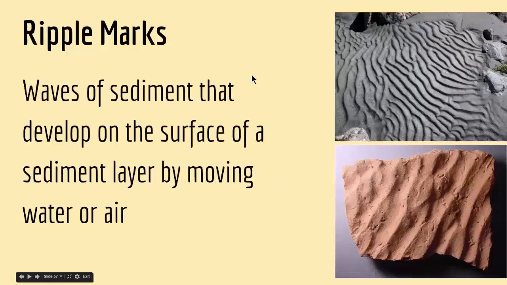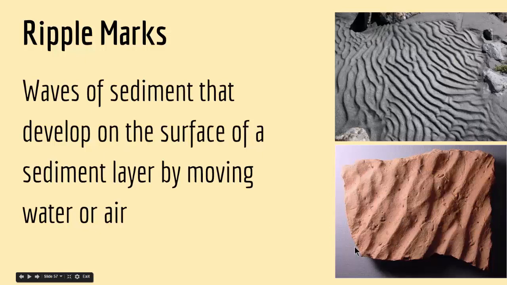A different kind of sedimentary structure that we have is called ripple marks. Ripple marks are waves of sediment that develop on the surface of a sediment layer by moving water or air. When you have sediment and water or air interacts with it, it creates these beautiful patterns called ripple marks. This is an example of a ripple mark that hasn't been lithified yet. You can see it's still wet, but when this structure gets lithified, it creates a beautiful structure like this.